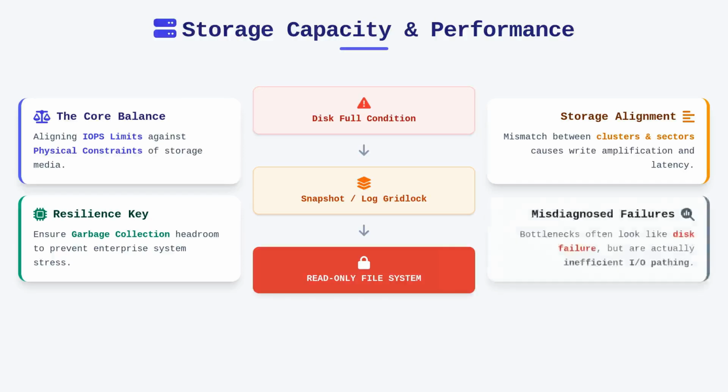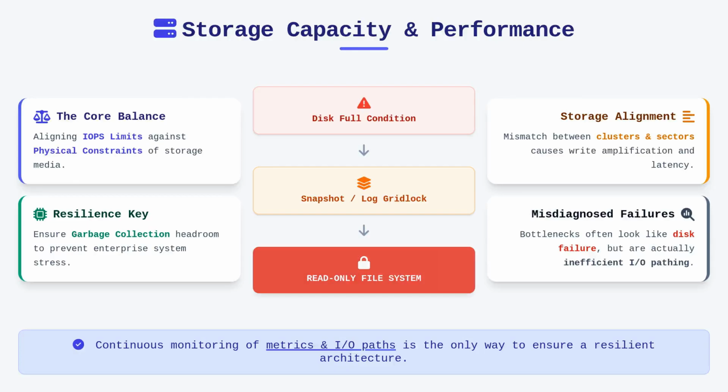Such performance bottlenecks are frequently misunderstood as disk failure when, in reality, they are symptoms of inefficient I/O pathing or over-provisioned IOPS limits. By monitoring these metrics closely and ensuring that garbage collection cycles have enough headroom to operate, we create a resilient storage architecture that can survive the common stresses of an enterprise environment.